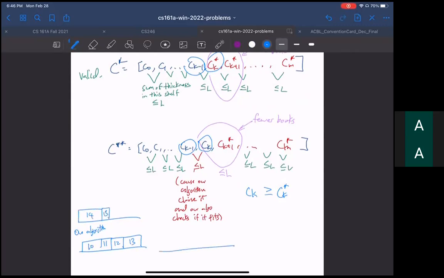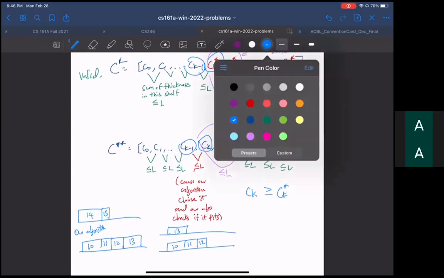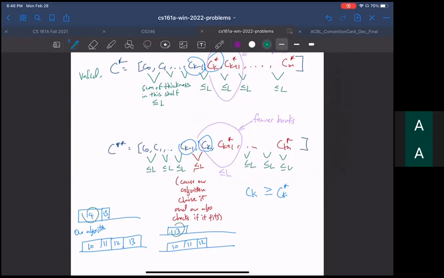While you, as the human, you didn't try too hard. You said pack 10, pack 11, pack 12. And then 13, you're like, you know what? I'm just going to put it on the next shelf. Because our algorithm always packs as many as possible, if you compare the CK, so this is the CK, well, this is CK star. This is the supposed optimal by the human. 14 is greater than 13 because our algorithm tried really hard to pack as many books as possible. So that index that you see over there needs to be larger than if we had just done it in some other way.